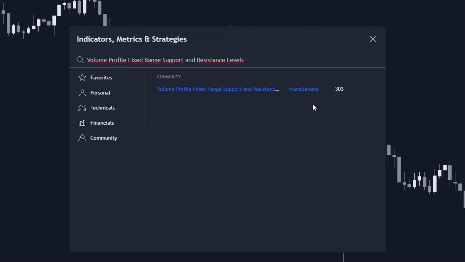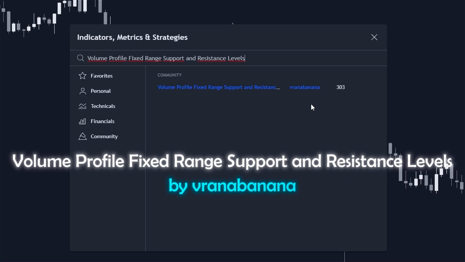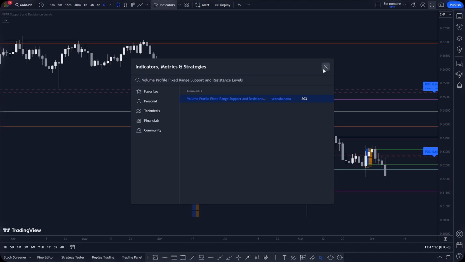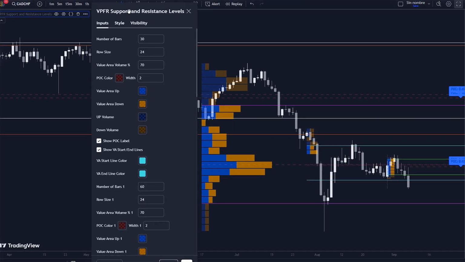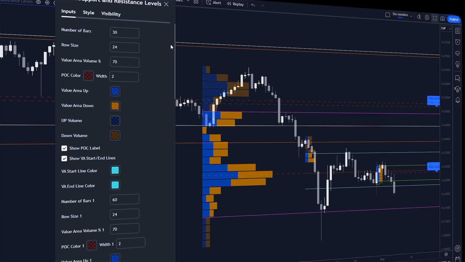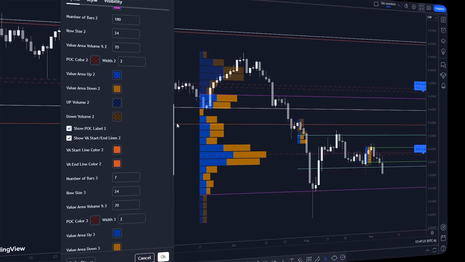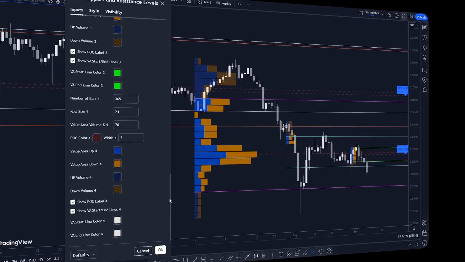To add the volume profile, we will use the indicator called Volume Profile Fixed Range Support and Resistance Levels by user V. Rainabanana. Although it has several parameters that you can adjust according to your style and strategy, we will use the default settings. With this, you will clearly see the areas of higher volume. These areas are the most relevant because this is where the big players are accumulating or distributing money.